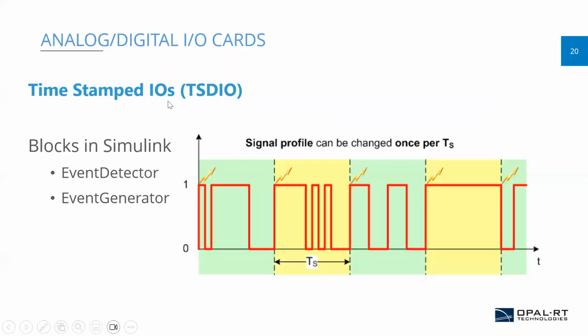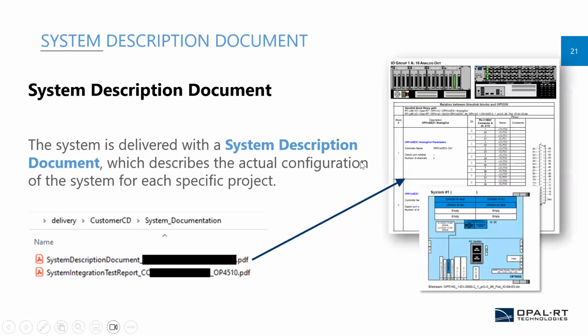And this is your timestamp IO. That means your signal profile can be changed once per sampling time. See, this is your signal like this, and here is your signal like this. It means duty, frequency, and the full signal profile are changed per sampling time. This is mentioned in your system description document.